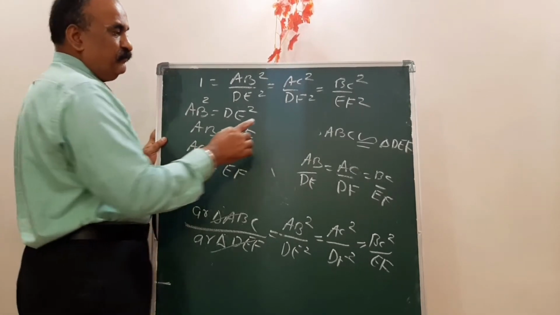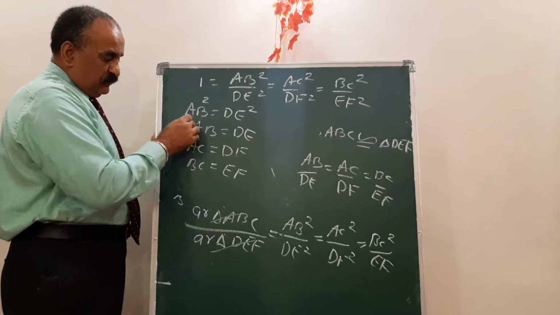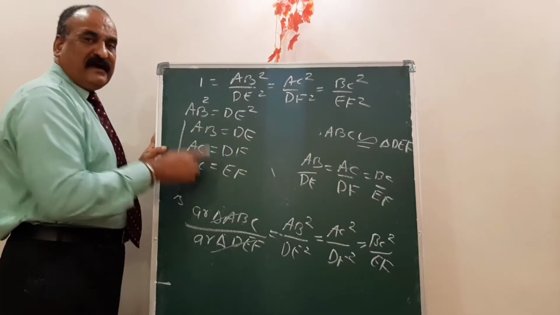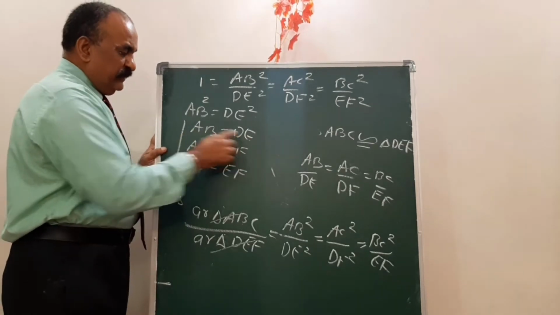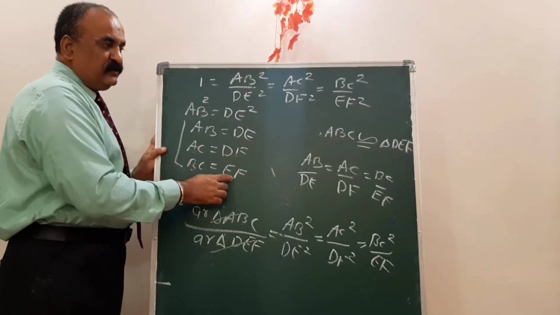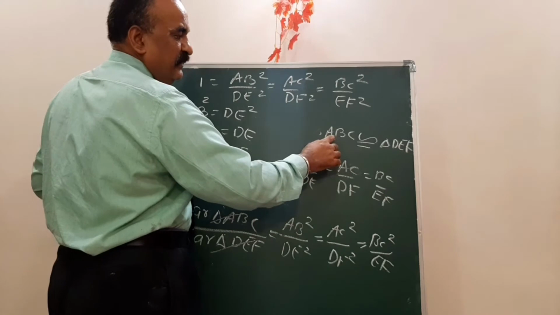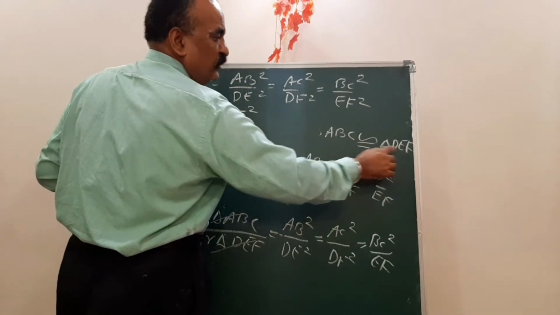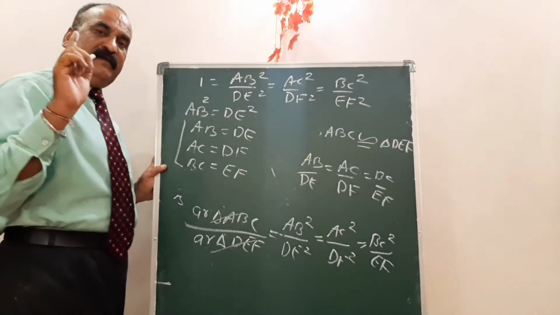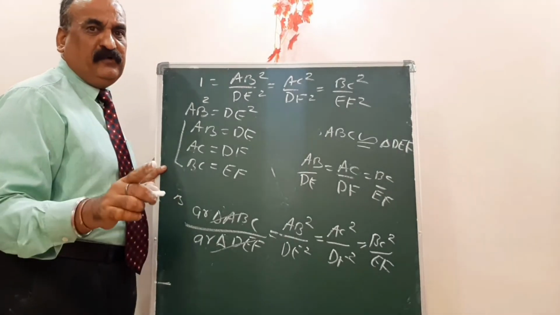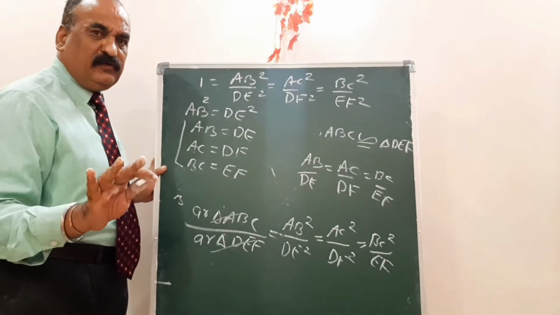It means both the triangles are congruent by the property SSS, because AB is equal to DE, AC is equal to DF, BC is equal to EF. It means you can write triangle ABC is congruent to triangle DEF by the property SSS. It is a very important question from the board point of view. I hope this is clear to you.